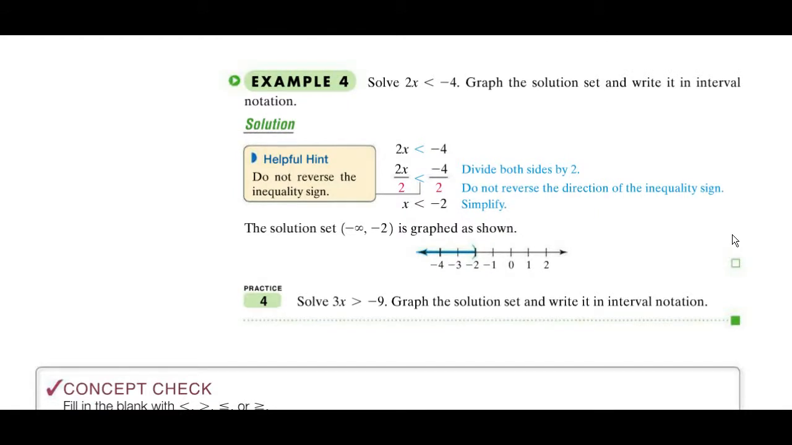Now here, as long as you're dividing by a positive, you do not have to worry about changing direction. So this is x is less than negative 2. And again, because it's less than only, a parenthesis to the left, and interval notation is right there. Okay?